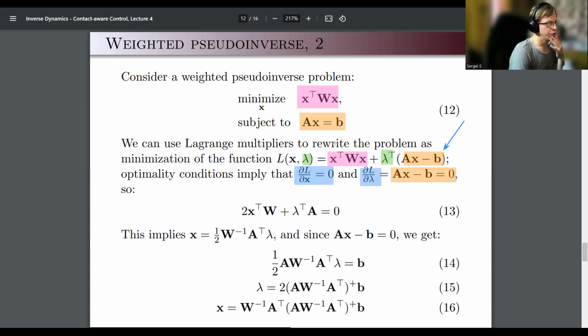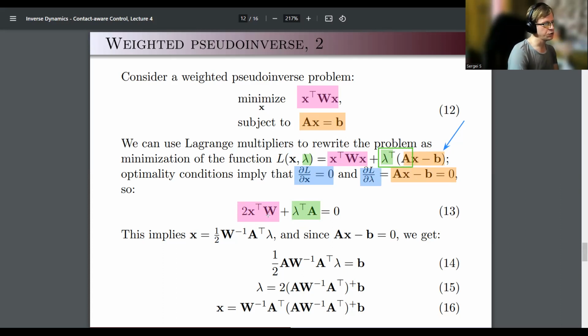Now, what we do next is we find dL/dx. dL/dx is this guy. Why did we get it? Well, we differentiate the cost, right? This comes from the original cost. And this comes from differentiating the Lagrange multipliers times the constraint, so lambda times A is from here. Basically, this is where we get it.